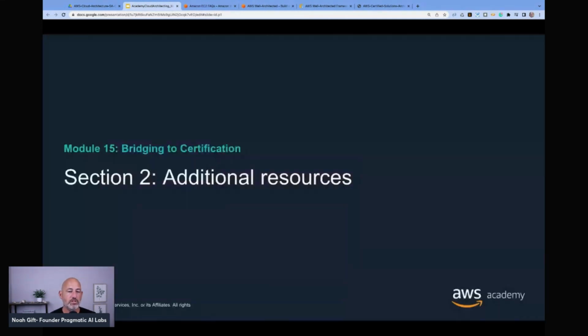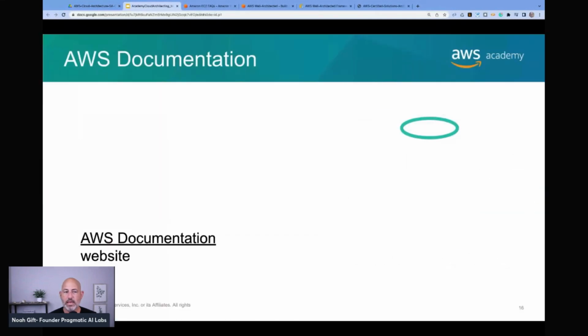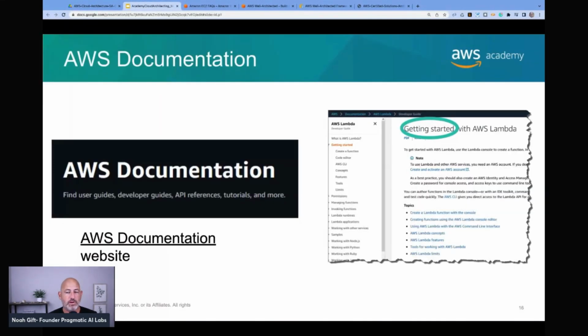Okay, what about additional resources that you can take a look at? The documentation, right? You can't go wrong with looking at AWS documentation. There's an acronym RTFM. Basically, the nice way to say it is read the manual. And in a nutshell, you're never going to go wrong with reading the manual on services on AWS. It's a great place to start. And there's really a lot of documentation.